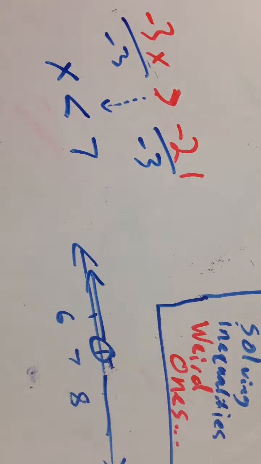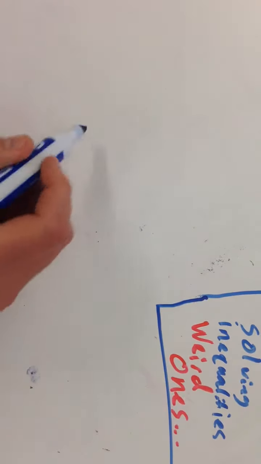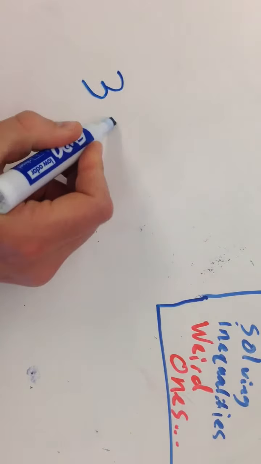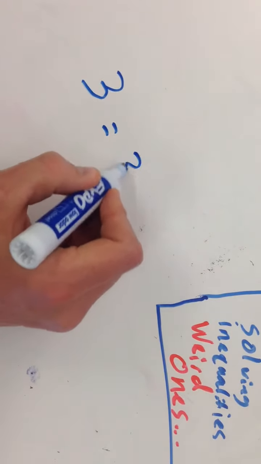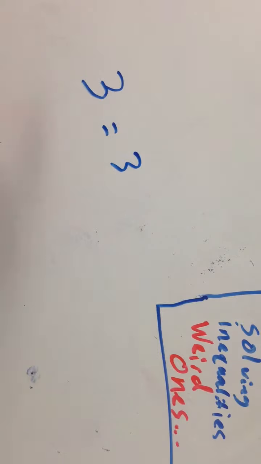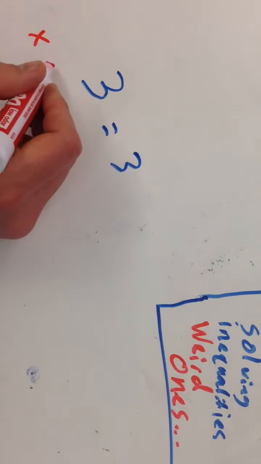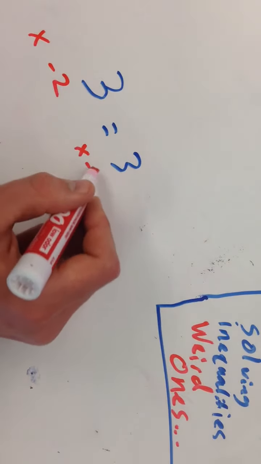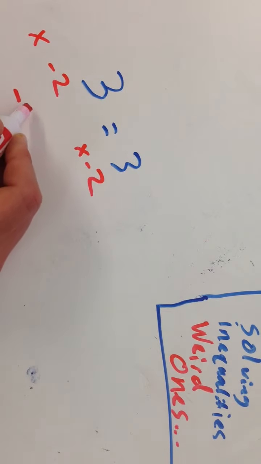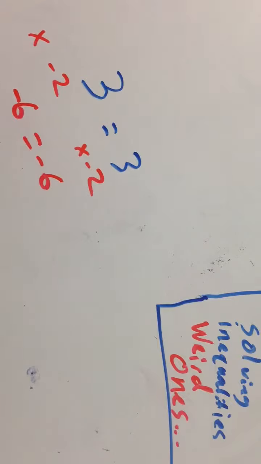The reason why this is the way it is: if we have equality, 3 equals 3, I can do anything to both sides and it's going to hold its truthiness. So if I multiply this by negative 2 and this by negative 2, I get negative 6 equals negative 6, and it's true.